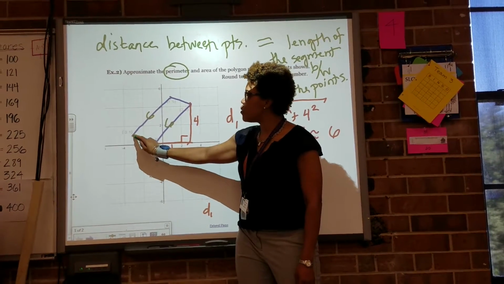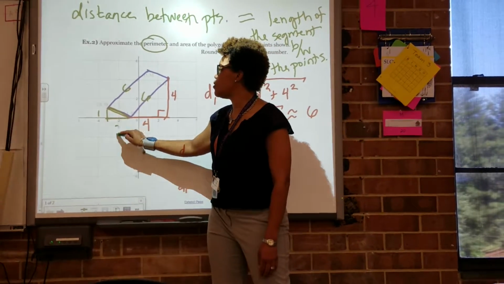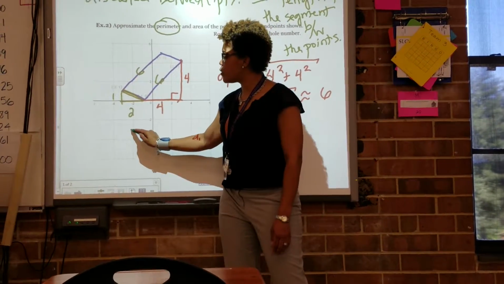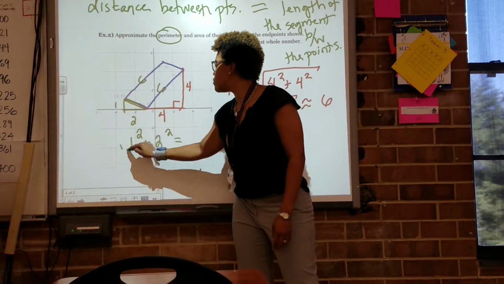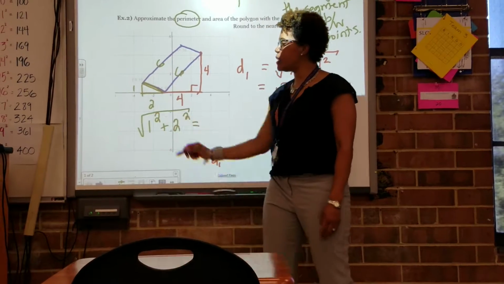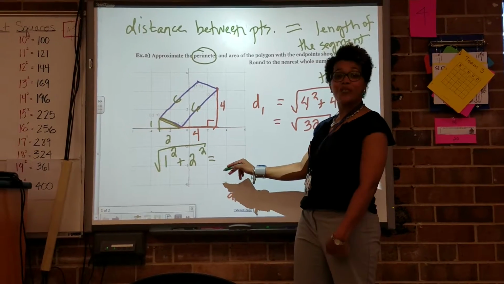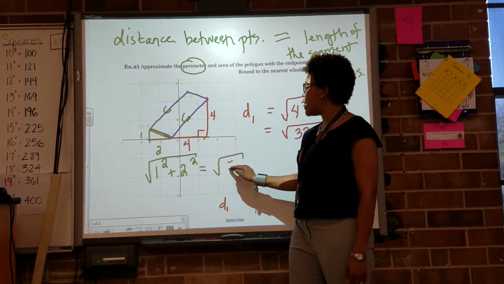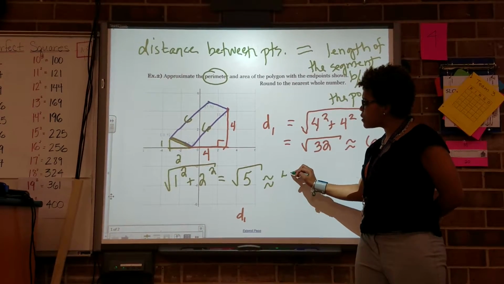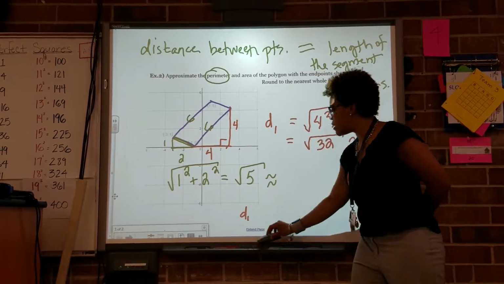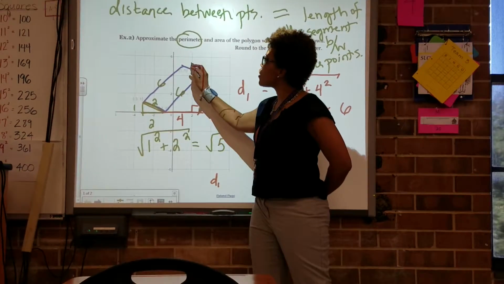And I'm going to do 1 squared plus 2 squared, and do that square root. And that's going to give me this length here. 1 squared plus 2 squared gives me the square root of 5. The square root of 5 is just a little bit more than 4, excuse me, so it's about 2 units. And so these lengths are 2.